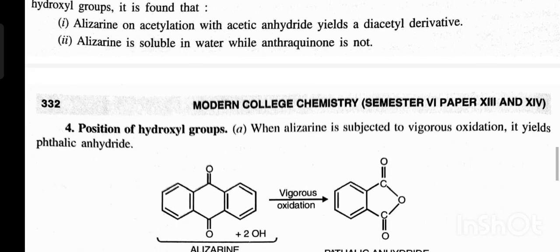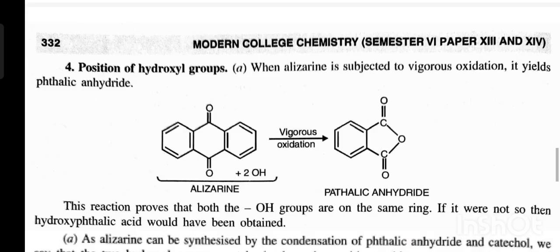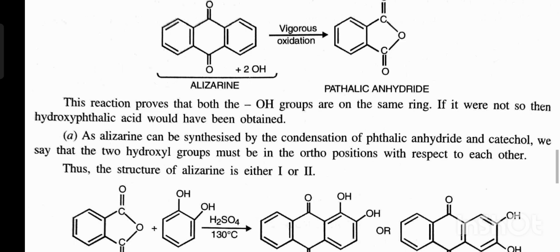Fourth, position of hydroxyl group. When alizarin is subjected to Vargas oxidation, it yields phthalic anhydride. This reaction proves that both the OH groups are on the same ring. If it were not so, then hydroxyphthalic acid would have been obtained.